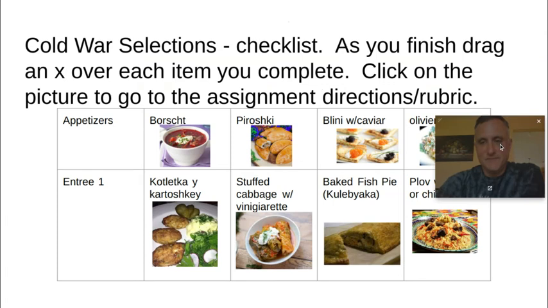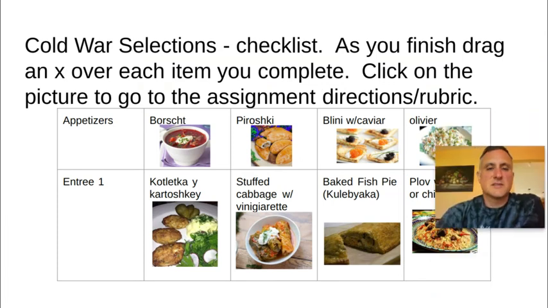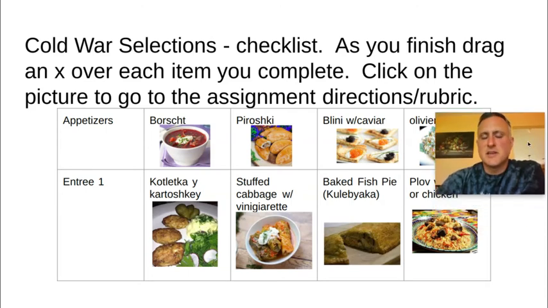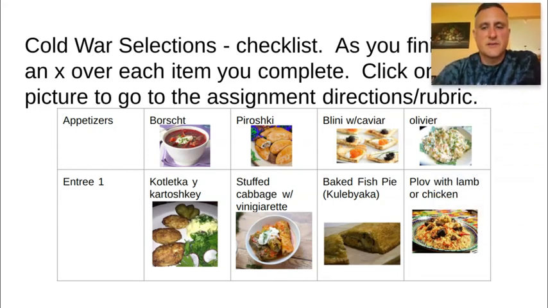Here we go. This is like your home screen. Cold War selections checklist. As you finish, drag an X over each item. No, don't even worry about that. Just do them. I'll change that. Click on the picture to go to this assignment directions rubric. Actually, I'm going to add those X's for you to drag. And then you can put them over top of the things you chose to do.